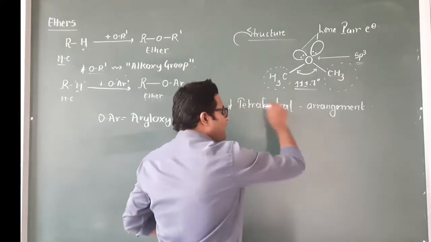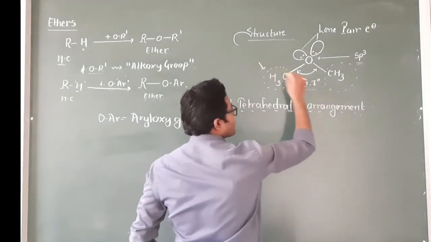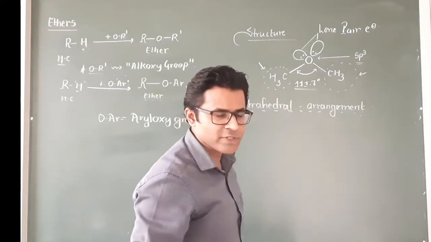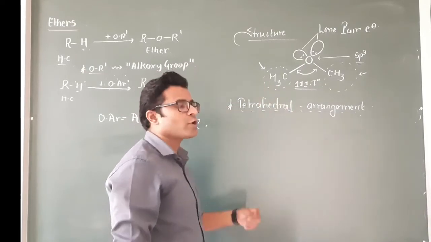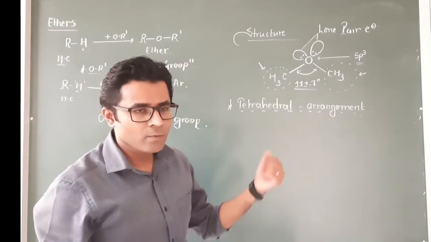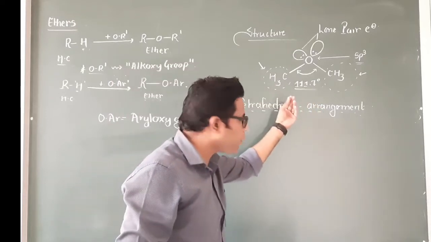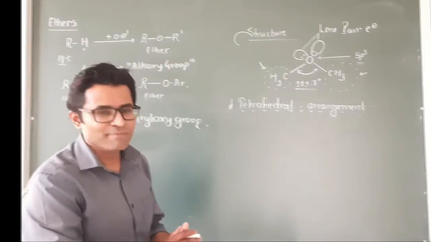So the arrangement here is a tetrahedral arrangement. We have two bulkier groups, and because of the repulsion between them, this particular angle increases. Oxygen is sp3 hybridized. It has two lone pairs of electrons and two shared pairs of electrons, which are utilized in the formation of the bond. Because of the repulsion, the bond angle increases. So let's move further.